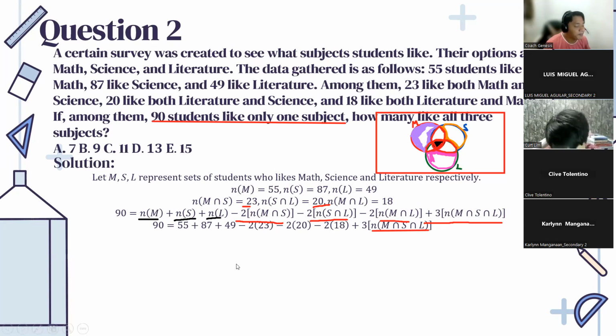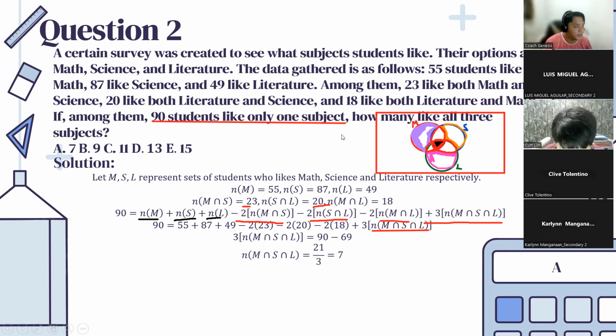Okay. When we simplify that, 3 multiplied by n of M and S and L is equal to 90 minus 69, which is equal to 21. Now, since we still have the 3 on the left-hand side, we divide by 3 and we get 7, which means that the number of students who like all 3 subjects is 7. So that's it for number 2, letter A.